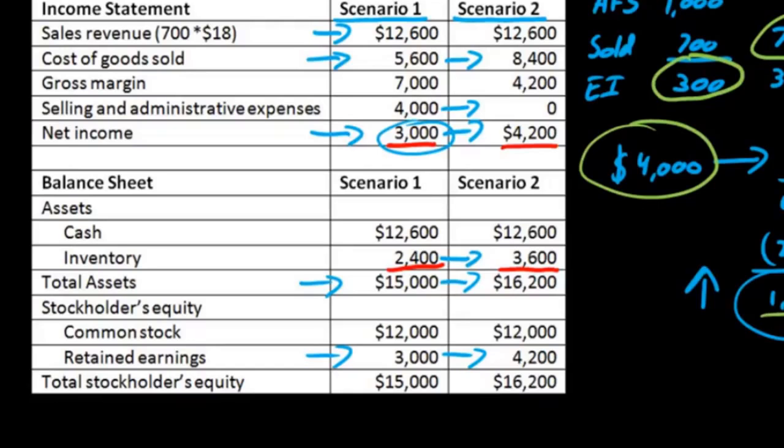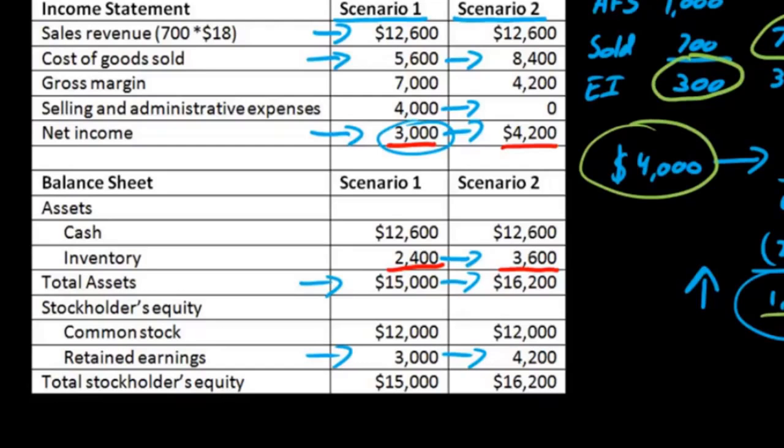So misclassifying this cost increases the net income for this accounting period. But for next accounting period, it will reverse out, and net income would actually be 1,200 lower.